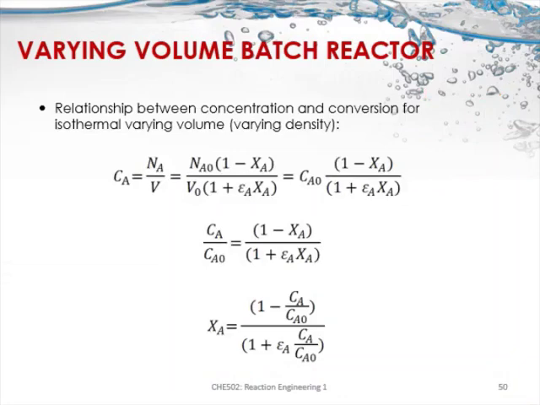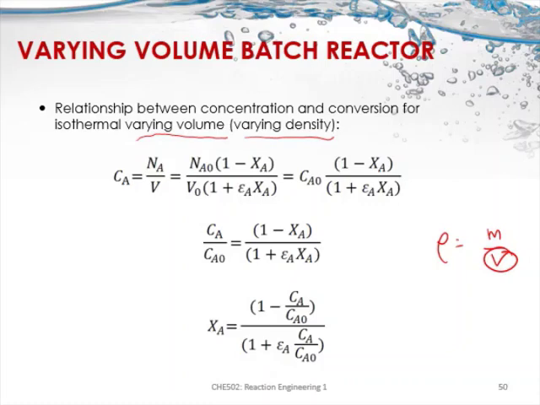Relationship between concentration and conversion for isothermal, varying volume, varying density. Obviously, when we have variable volume, it will also affect the density. There is a relationship between them, because density rho is equal to mass over volume. Your volume keeps changing, so obviously the density will keep changing. So let's look at the relationship between concentration and conversion.